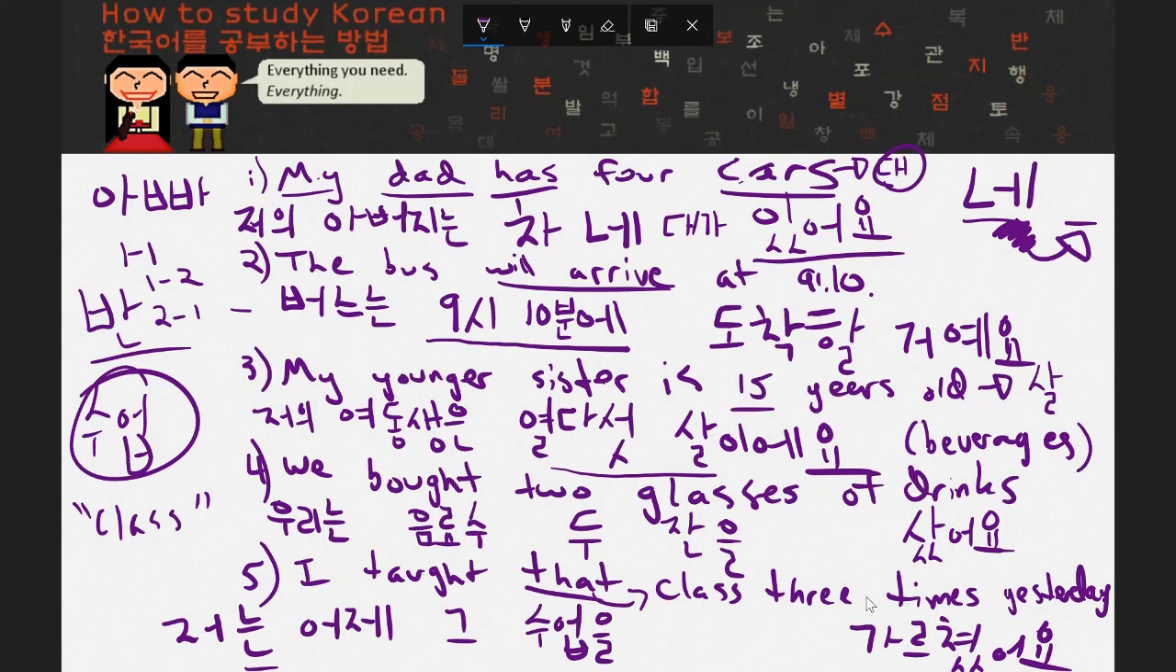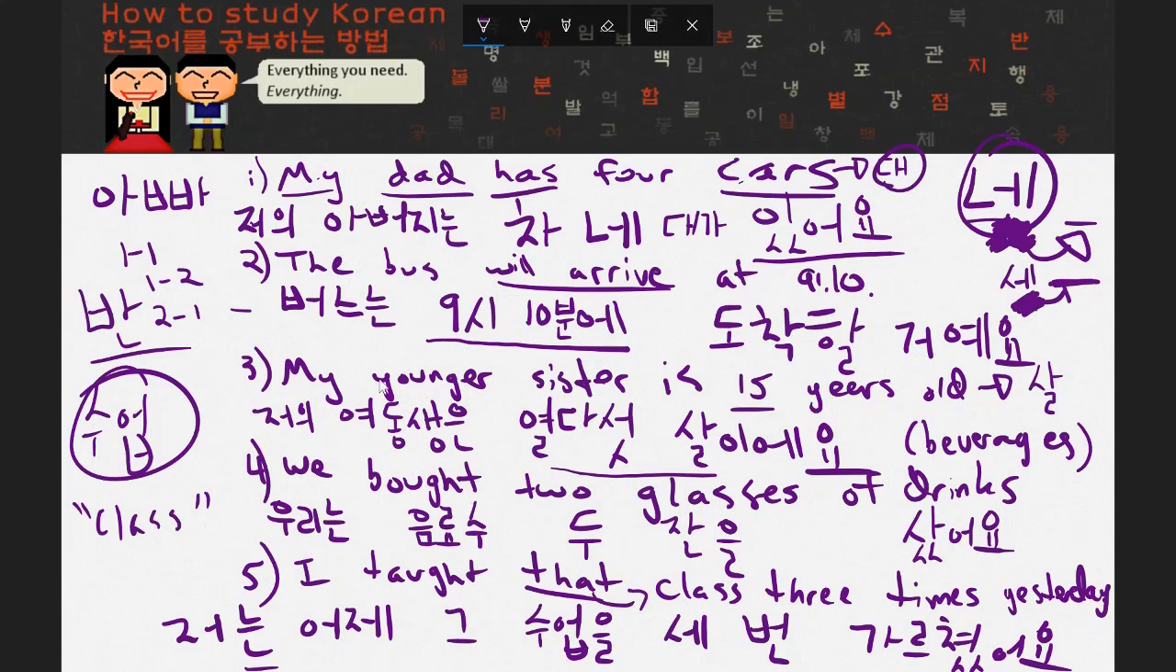If I want to indicate that it happened 3 times, just like the other counters we saw before, the counter for actions like this is 번, and specifically it happened 3 times. Just like the word for 4 is net, but whenever I'm counting something, it just becomes ne. And for 3, it's the same thing. The word for 3 is 셋, but when there's a counter here, this final letter gets eliminated and it just becomes 세. So this would say, I taught that class 3 times yesterday. In Korean, this would read, 저는 어제 그 수업을 3번 가르쳤어요.